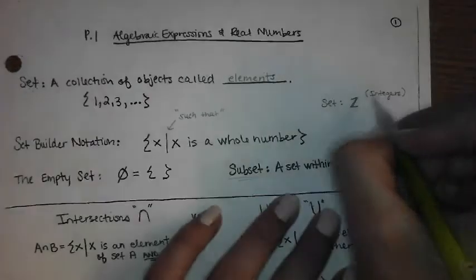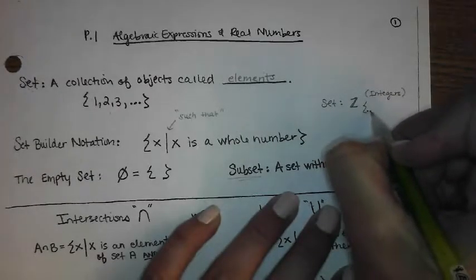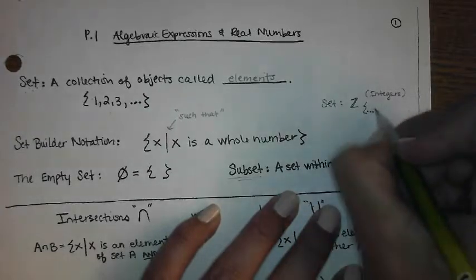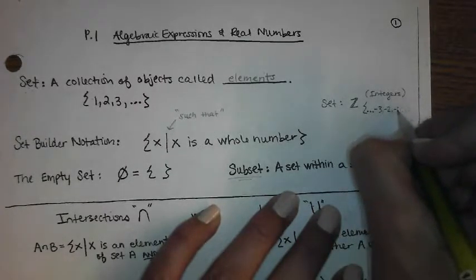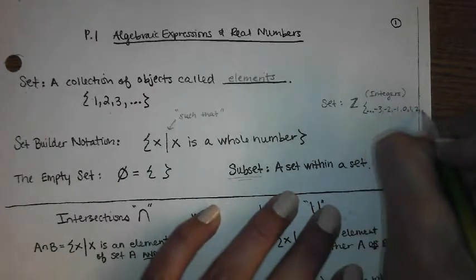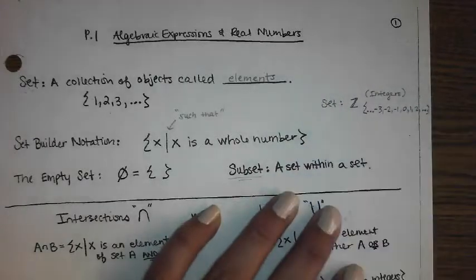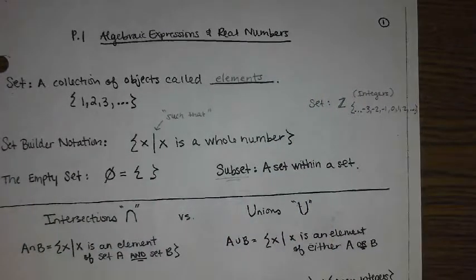So your integers, I didn't really anticipate doing this, but we will review it, are -3, -2, -1, 0, 1, 2, and so on. Those are all your integers. Okay. Now, most of you thought that integers were just 1, 2, 3, 4, and so on. So you were leaving out 0, and you were leaving out all the negatives.